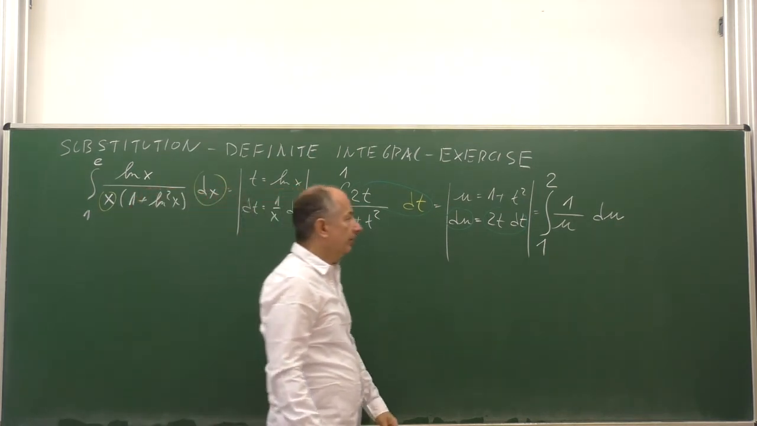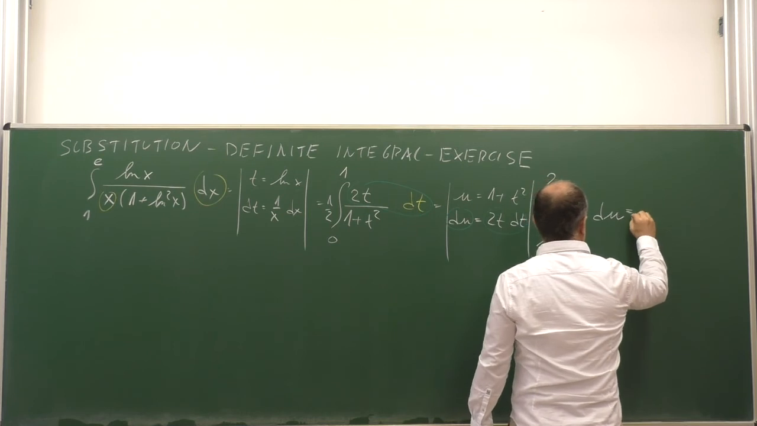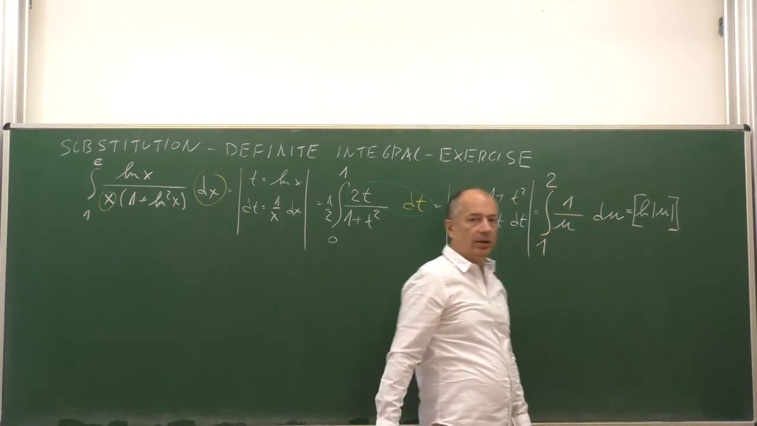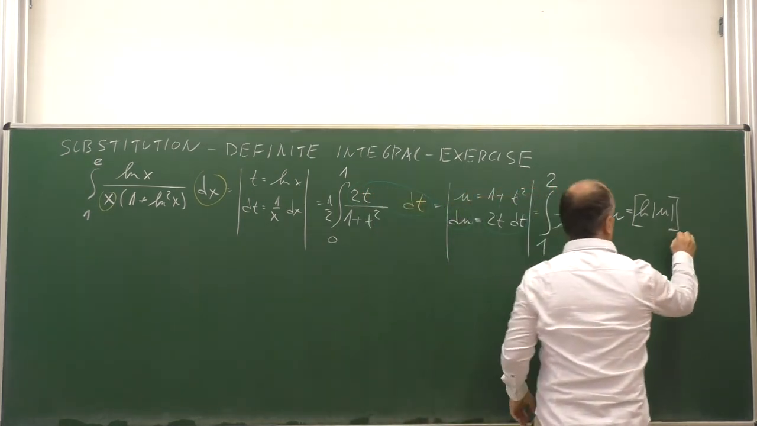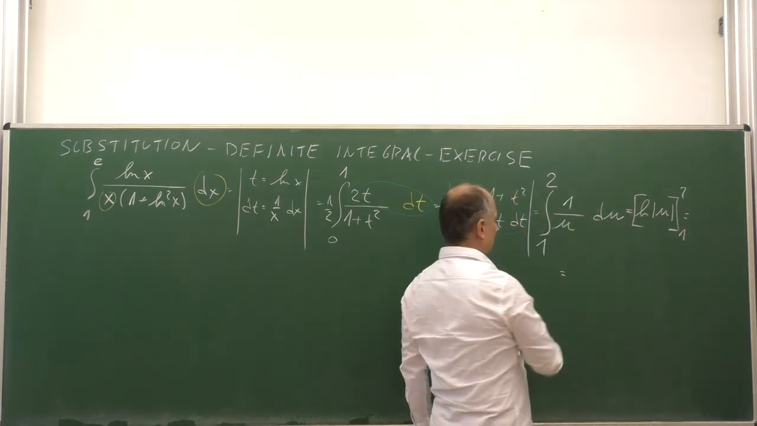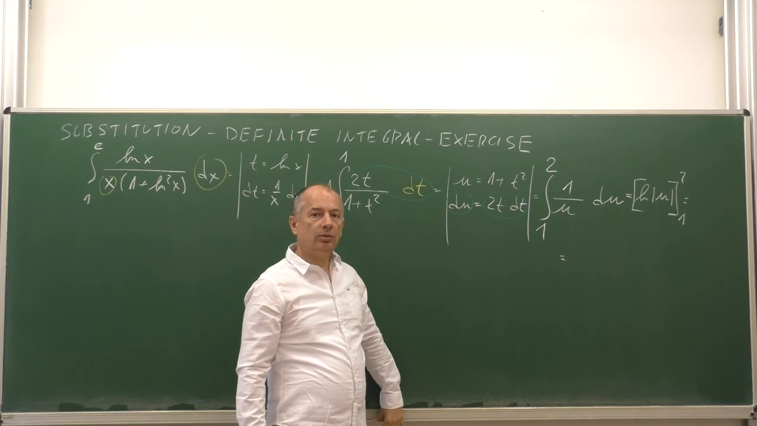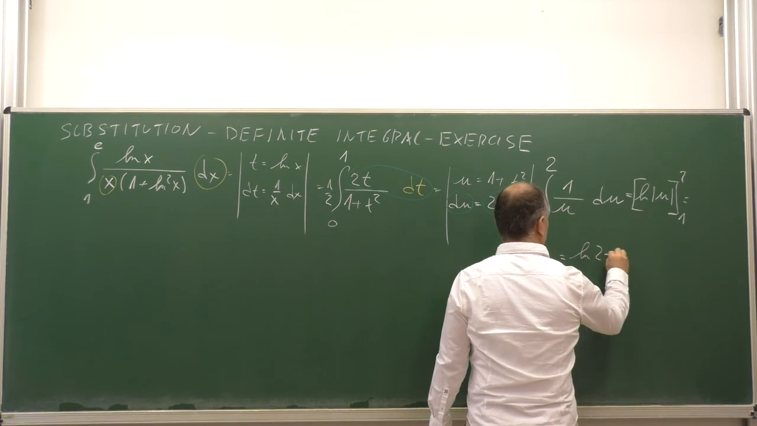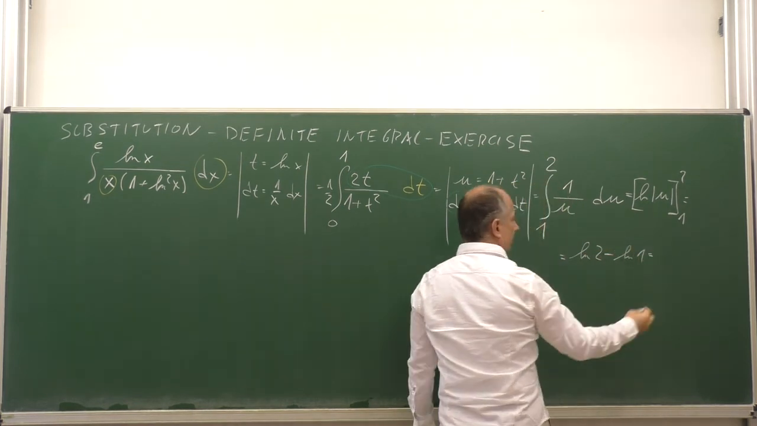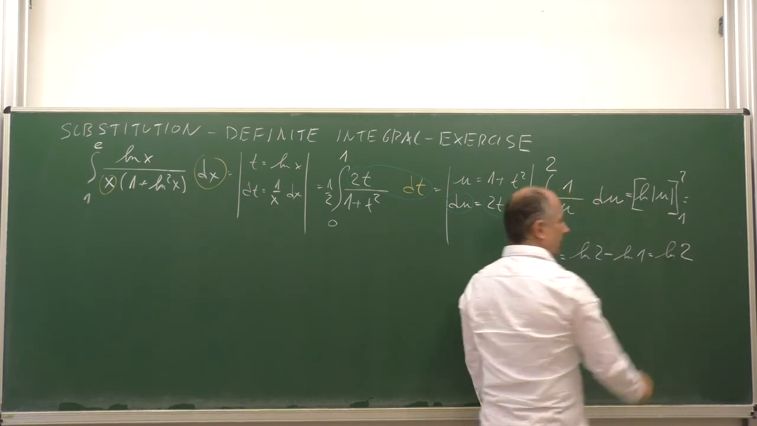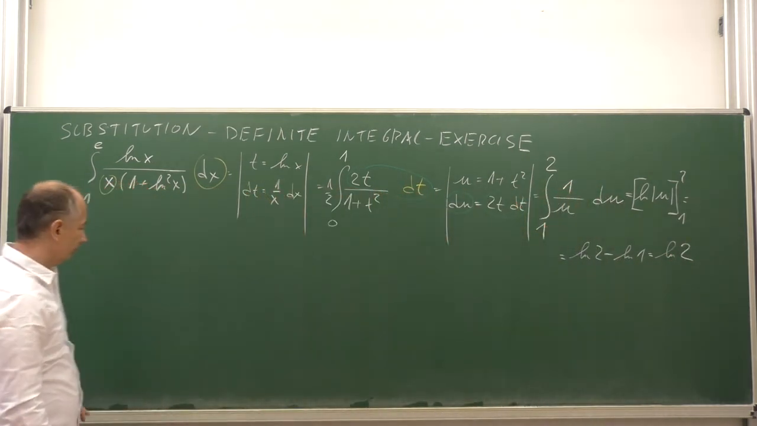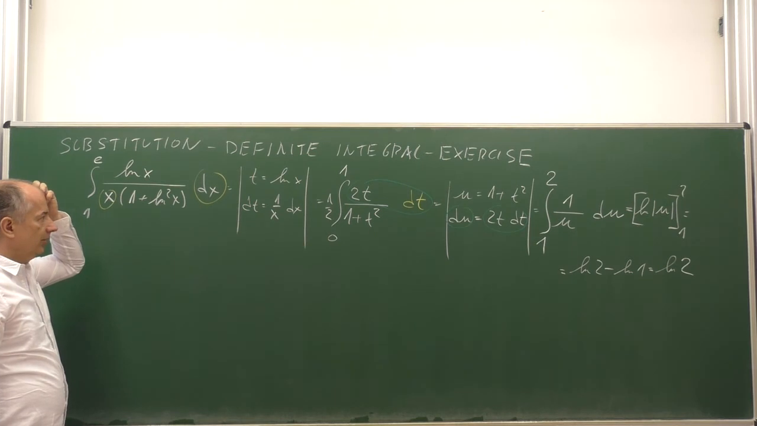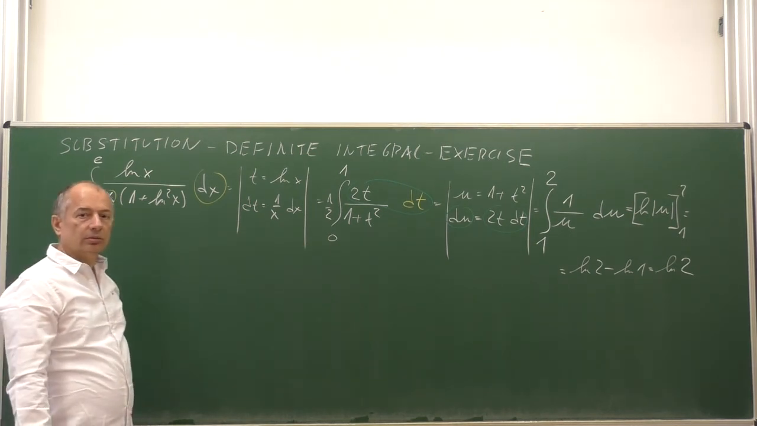Well, and at this point, we can easily find the antiderivative, which is logarithm of the absolute value of u. We close into a square bracket, and we write the limits from 1 to 2. So when we substitute the upper limit 2 for u, we have logarithm of 2 minus logarithm of 1. Logarithm of 1 is 0, so the result is logarithm of 2. So when we use the substitution method for definite integral, don't forget to recompute the limits.